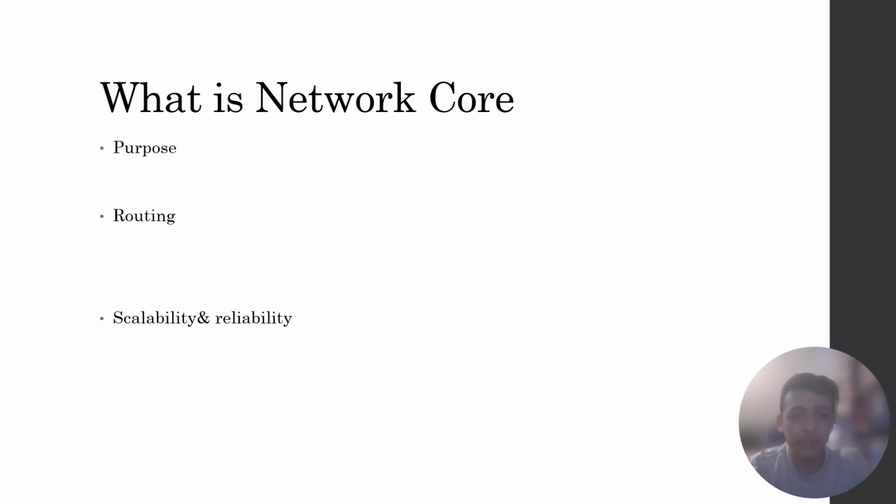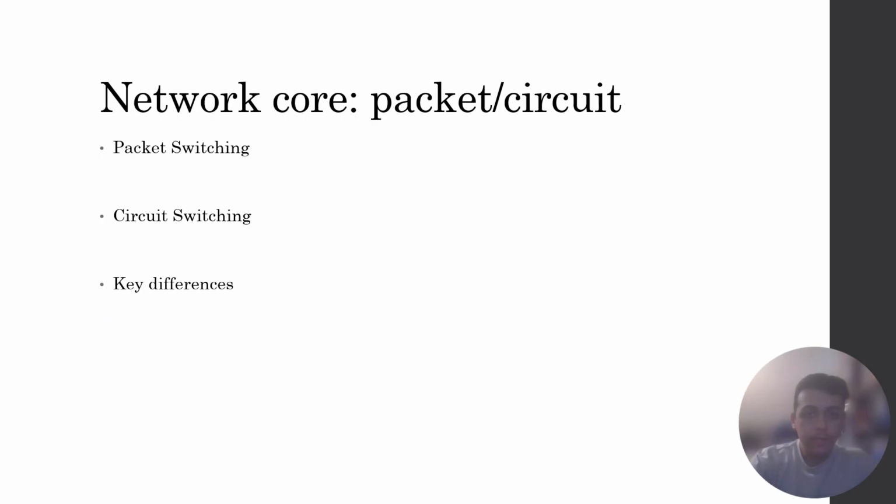Next was scalability and reliability. The core is designed to handle massive amounts of data and adapt as the network grows. Through redundancy, multiple paths, and fault-tolerant architecture, the network core keeps the internet running smoothly even if individual components fail.